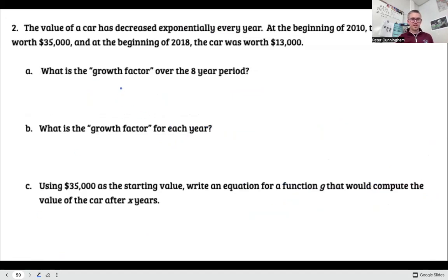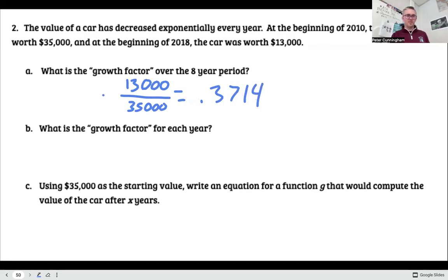All right, growth factor here over the 8-year period. Again, new divided by old. Growth factor, we used parentheses there because we're actually not growing in this case. We're decreasing in value. 3, 7, 4. So new divided by old, right? Just keep that in mind. New divided by old is going to be your growth factor. Okay, so that's what happened over 8 years.